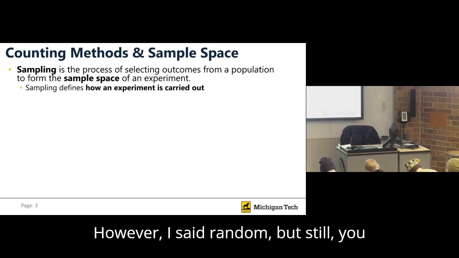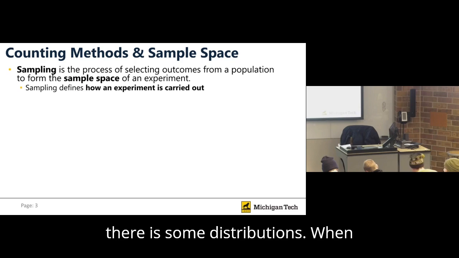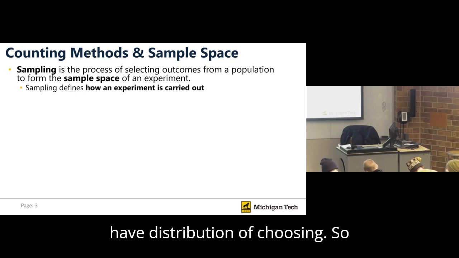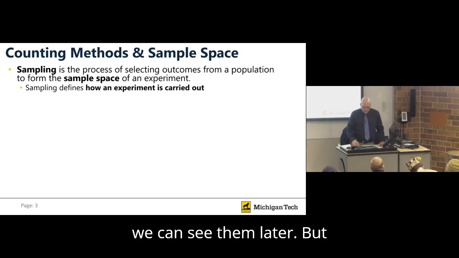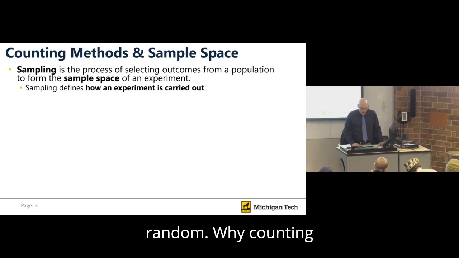However, I said random, but still you need to think. Still, there are some distributions. When we are talking about random, we still have a distribution of choosing. We can see them later, but it is random. For now, let's consider it random.